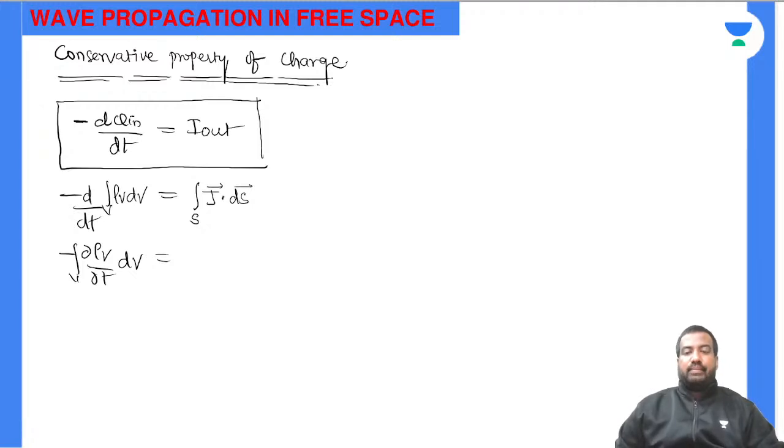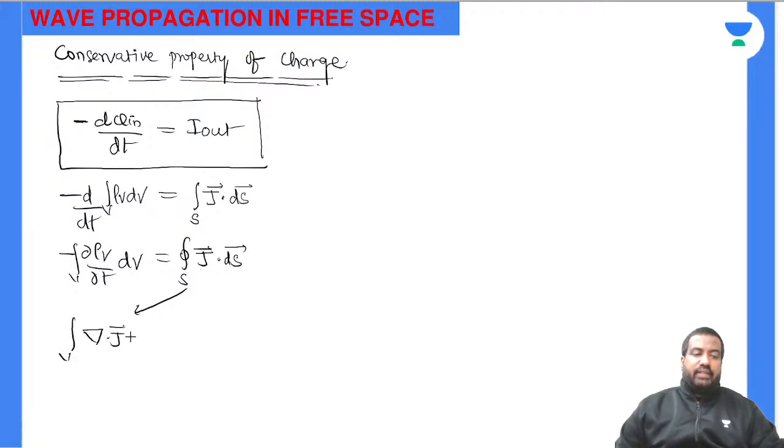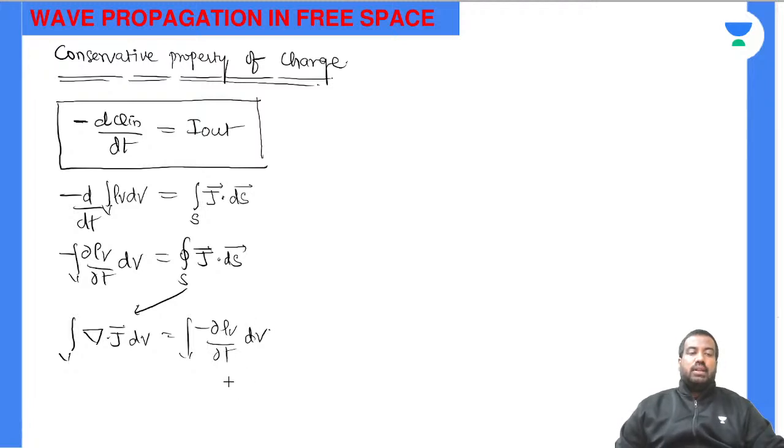Closed or open? LHS is volume bounded by closed surface. Applying divergence theorem on this, closed surface integral of J dot dS is volume integral of del dot J dv, which is equal to volume integral of minus dou rho v by dou t dv. Removing the volume integral on both sides.